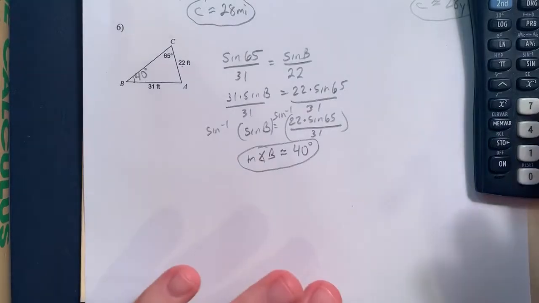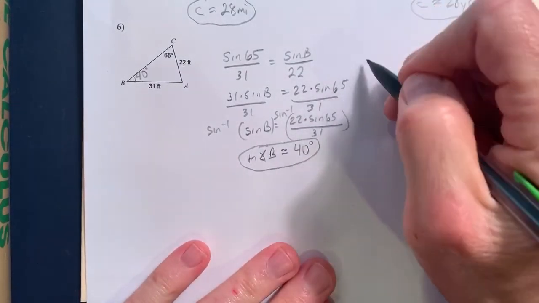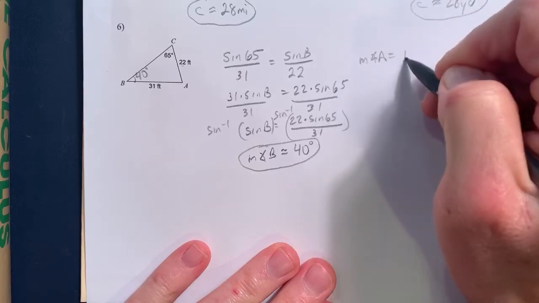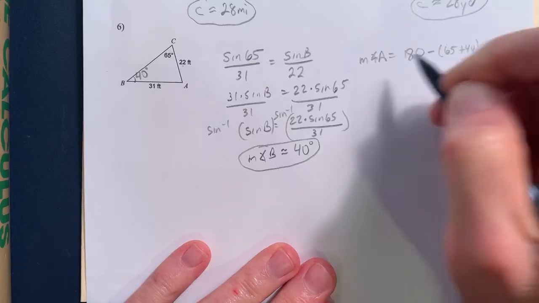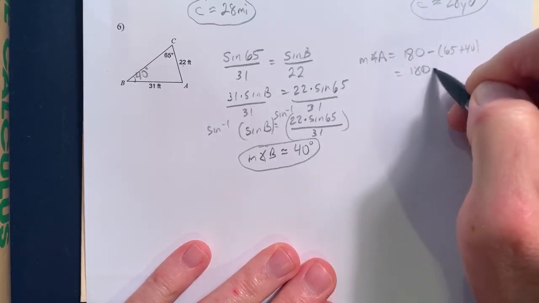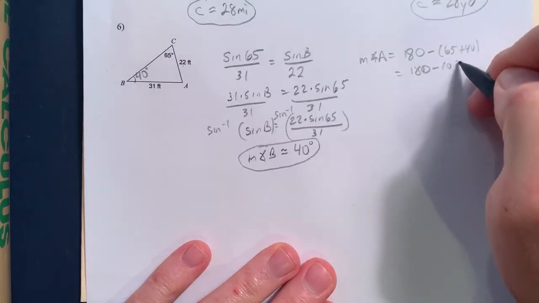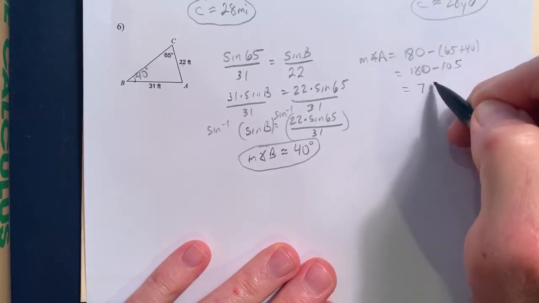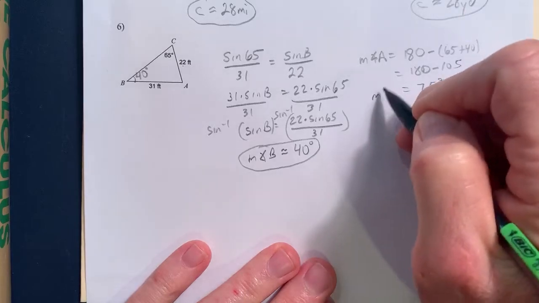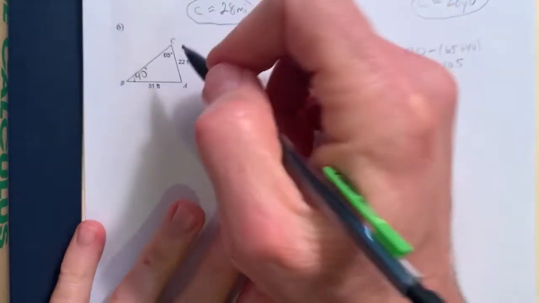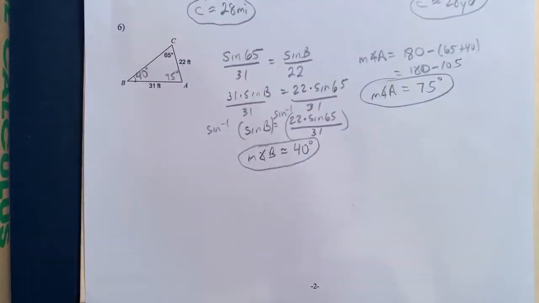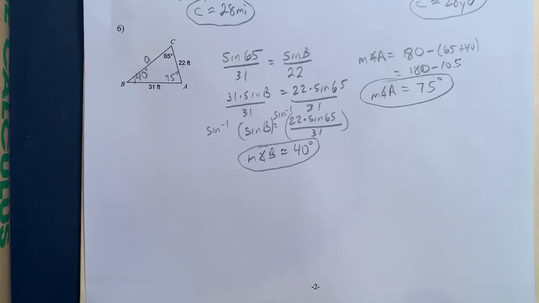Now I can find the measure of angle A pretty easily, using the triangle angle sum theorem. So the measure of angle A is 75 degrees. Circle that answer, making sure I'm labeling everything. One last thing I have to do is find the length of segment BC, which we're calling A here.